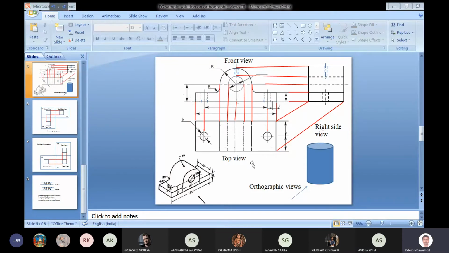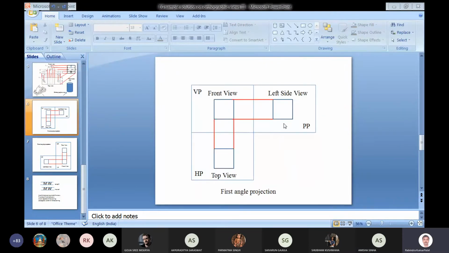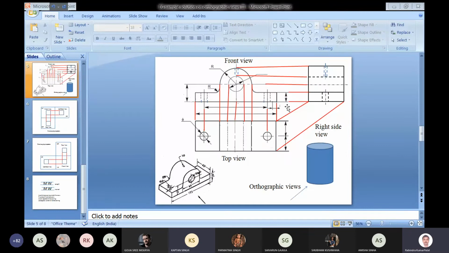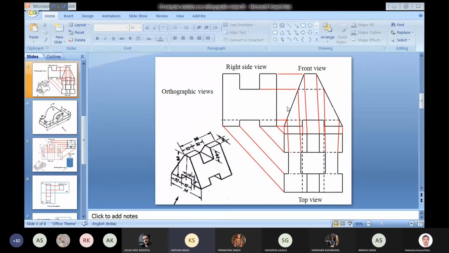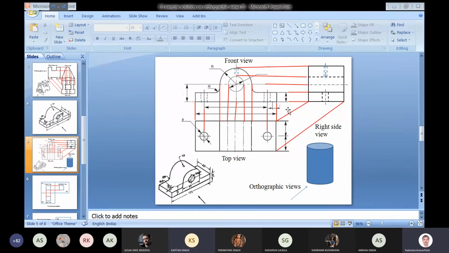So here in this slide, you can see I have taken the slide from the previous lecture. Hello, sir. Yes, I have a doubt on the previous slide. Yes. So in the previous slide, slide number 5. Yes, this one. Why haven't we drawn the whole of the 3 diameter in the top view?